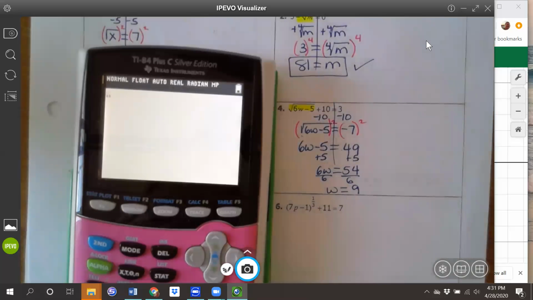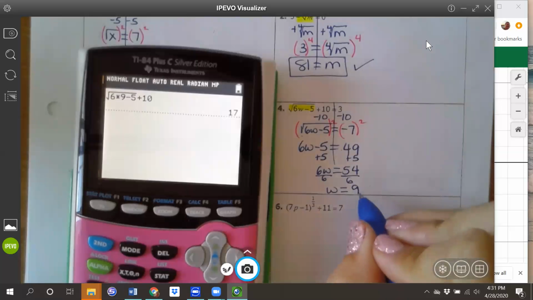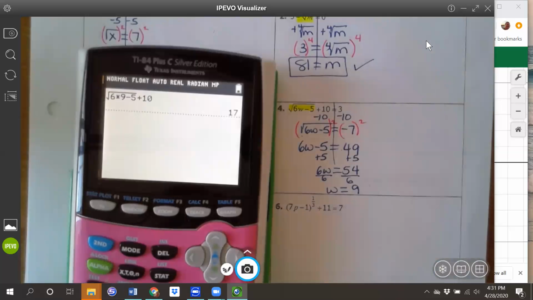I've got the square root of 6 times 9 minus 5, and then add 10 to it, and that should be 3. Uh-oh, it's not. What does that mean? I've checked this answer and it did not work. So my first thought is maybe I plugged it in wrong. All right, if I plug it in, 6 times 9 is 54, and then 54 minus 5 is 49. So that should be the square root of 49 is 7, and then 7 plus 10, yep, that is 17.